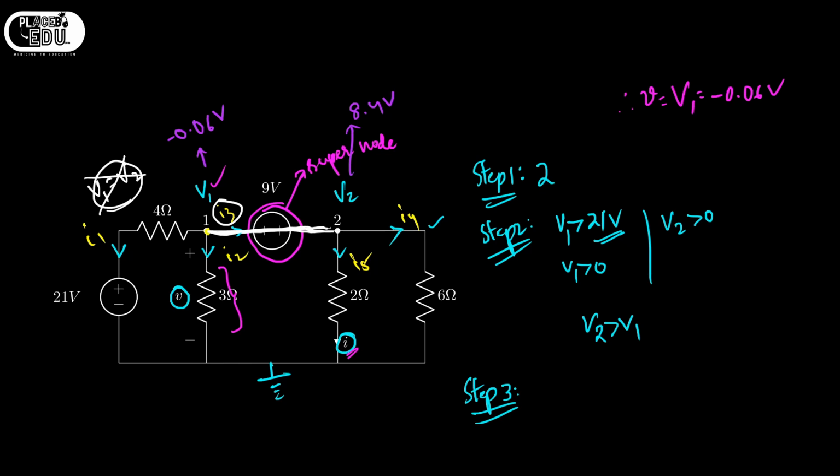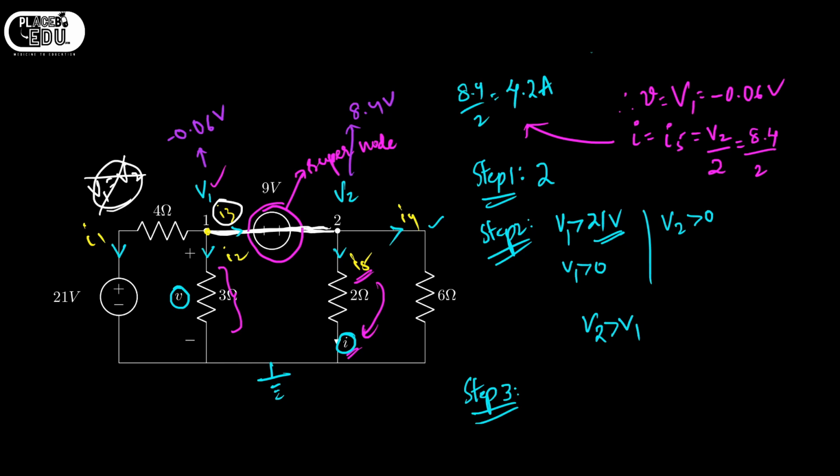And what is I? Small i is nothing but I5, right? See here, this I5 is nothing but small i. What is this one? That is V2 by 2. Okay, what I got? V2 is 8.4, so 8.4 by 2, that is 4.2 amperes. In this way, we have to do the sums related to nodal analysis which is having a supernode.